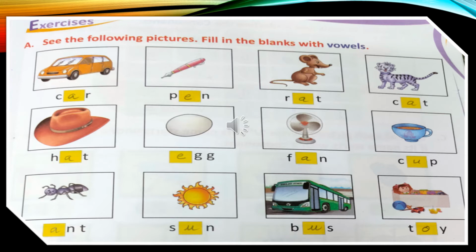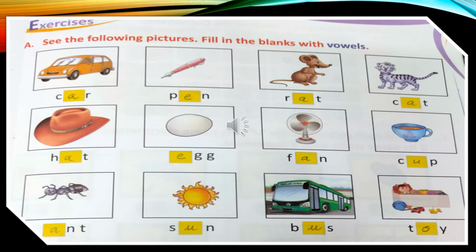The second picture is of pen, so we will write E, P-E-N, pen. Third picture is rat, it will be R-A-T, rat. Fourth picture is of cat, so it will be C-A-T, cat. In the second row, the first picture is H-A-T, hat. Second picture is E-G-G, egg. Third picture is F-A-N, fan. And fourth picture is C-U-P, cup.